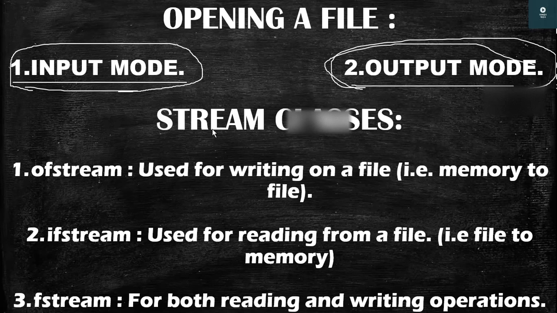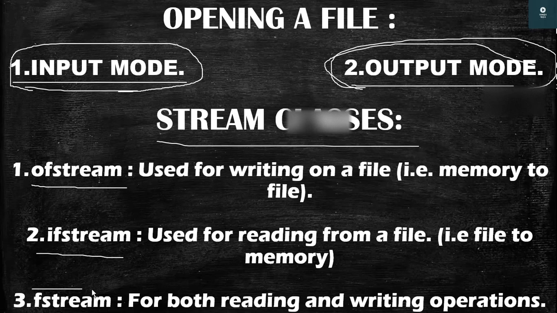Now here is the concept of stream classes. Basically there are three classes which are associated with the file concept. The first class is the OFStream class, the second one is the IFStream class, and the third one is the FStream class. Now in OFStream, O means output, F means file, and stream is nothing but the stream, that is the bytes of data. I means input, F means file, and stream is nothing but bytes of data. And the same thing here, it means file and then stream. Now this is a combination of both IFStream and OFStream.